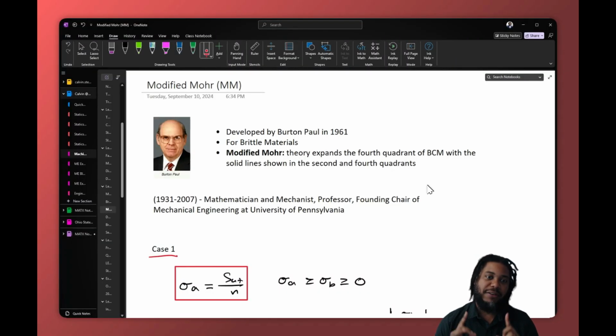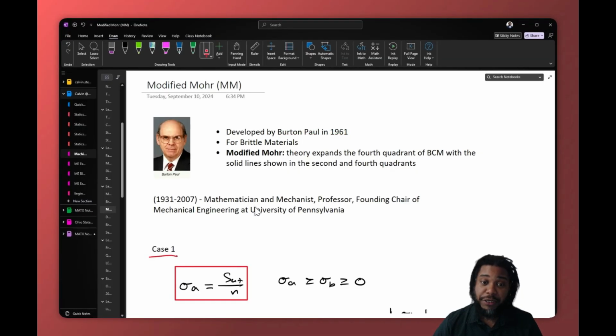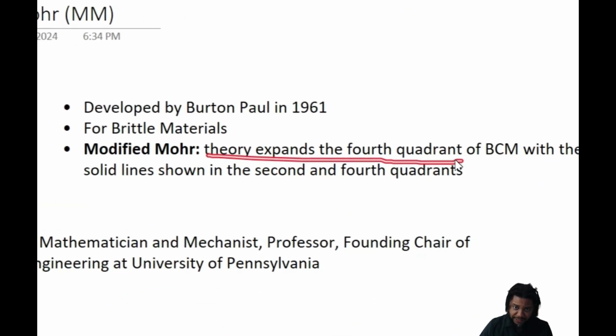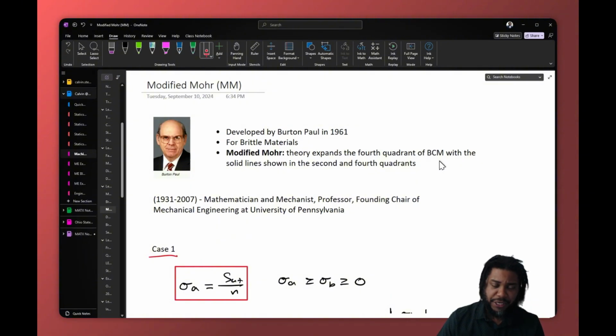We are going to learn about modified Mohr. Now, this theory was developed by Burton Paul in 1961. He was a mathematician, mechanist, and professor, and the founding chair of mechanical engineering at the University of Pennsylvania. His theory expands upon the fourth quadrant of the brittle Coulomb-Mohr theory and adjusts the lines within that quadrant to better match experimental data.